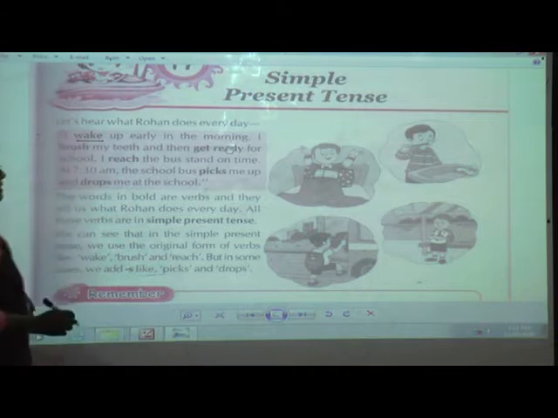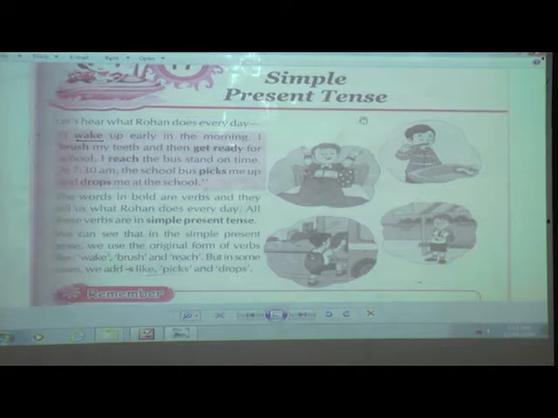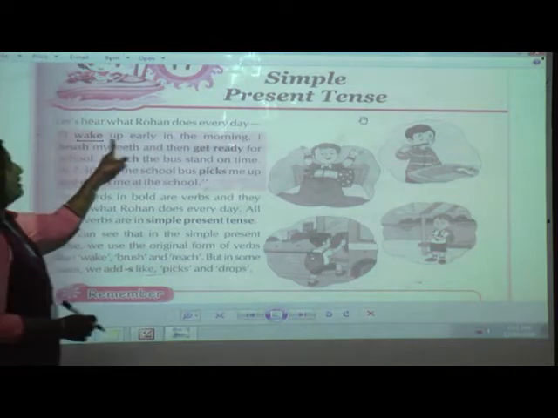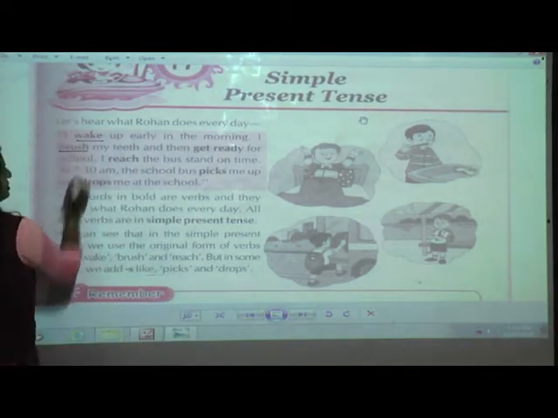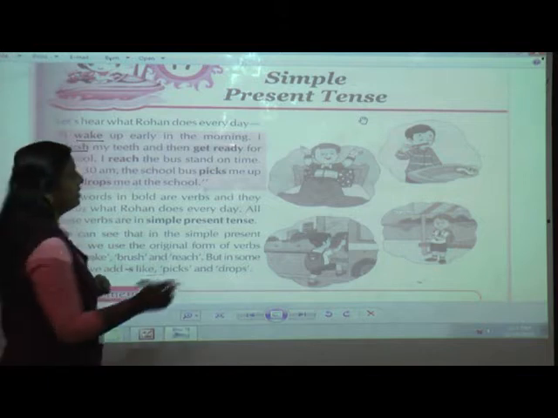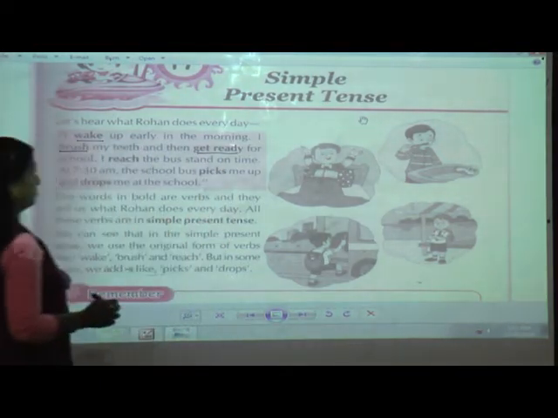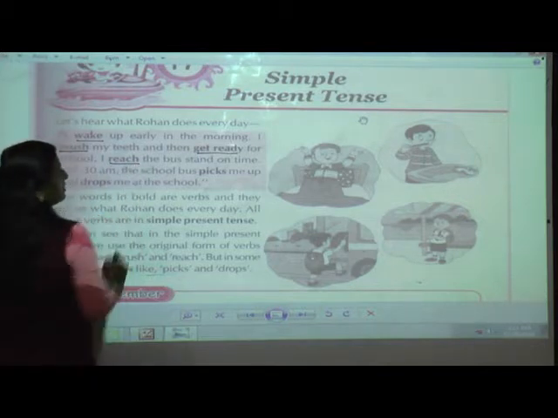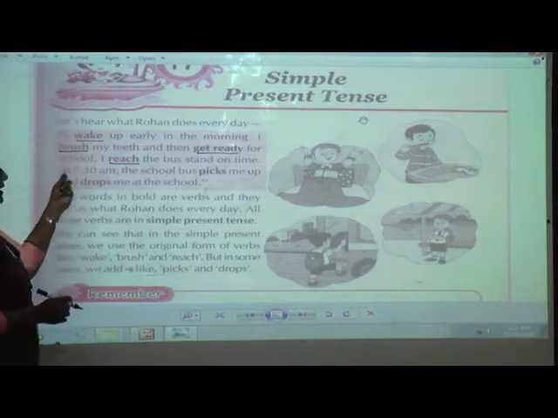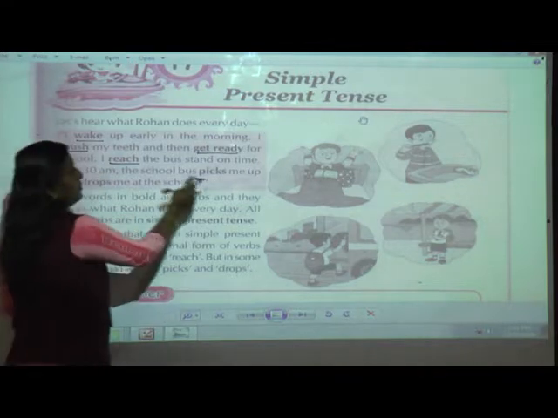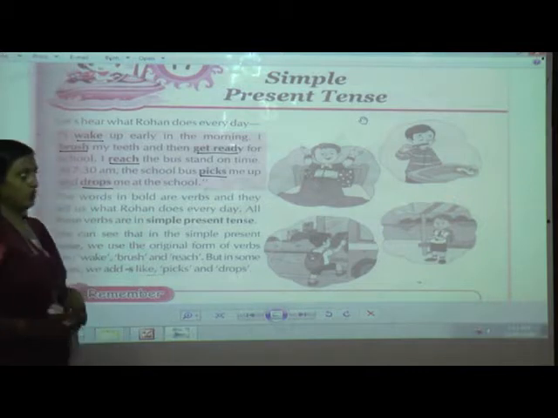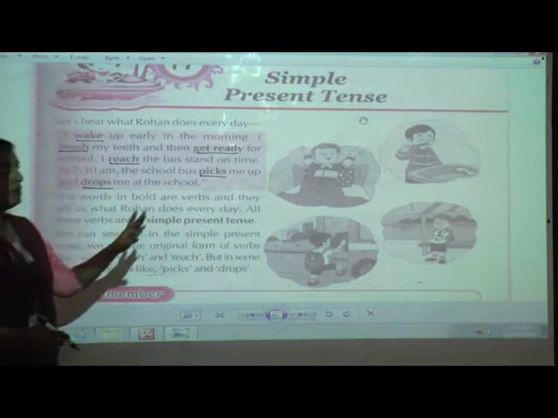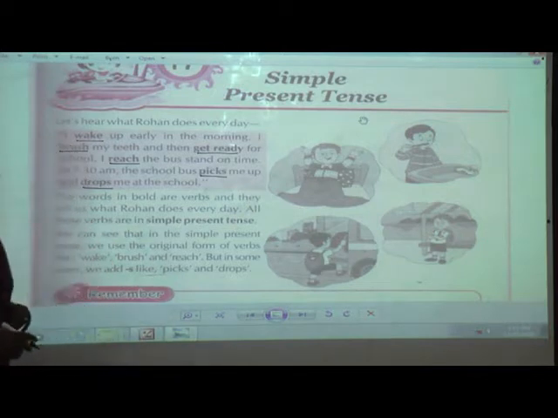I wake up early in the morning. Now who is telling this, students? Yes, it is all about Rohan. I wake up early in the morning. I brush my teeth and then get ready for school. I reach the bus stand on time. At 7:30 a.m. the school bus picks me up and drops me at the school. This paragraph tells all about Rohan, what Rohan does every day.